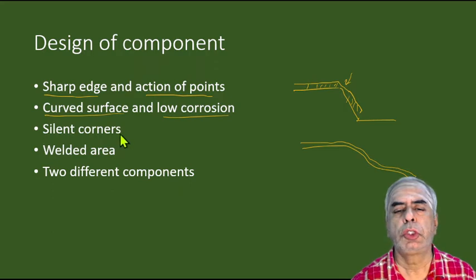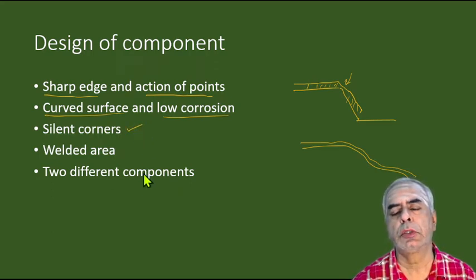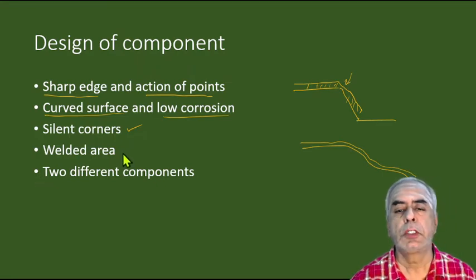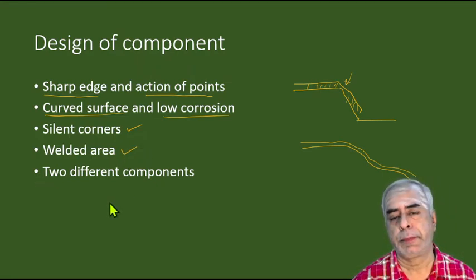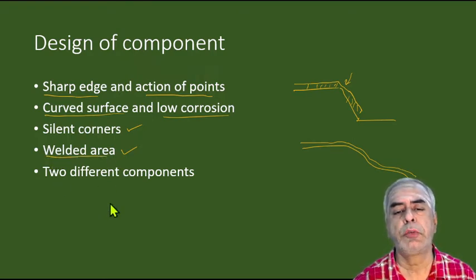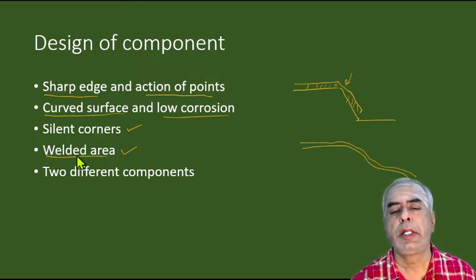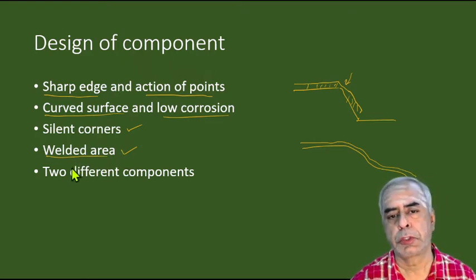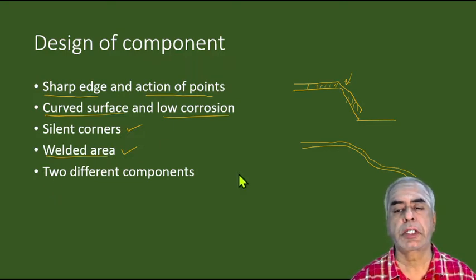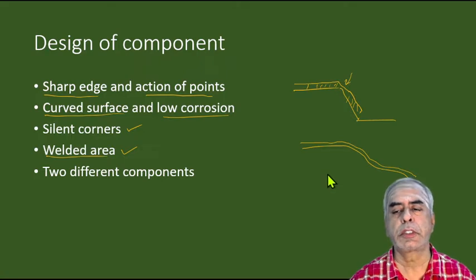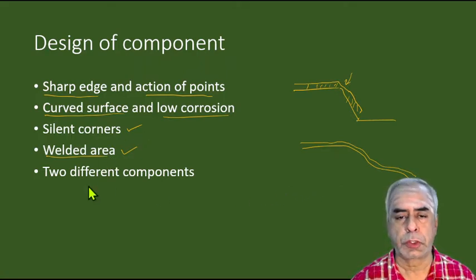And it should be free from silent corners. So the design engineer should take care of these aspects. Then try to reduce the welded area. We cannot simply avoid the welding, but try to minimize that. And you should have a specialty coating for the welded portions, because that will trigger the electrochemical corrosion at that particular point. You could have seen such type of rust preferentially taking place on the welded portions.